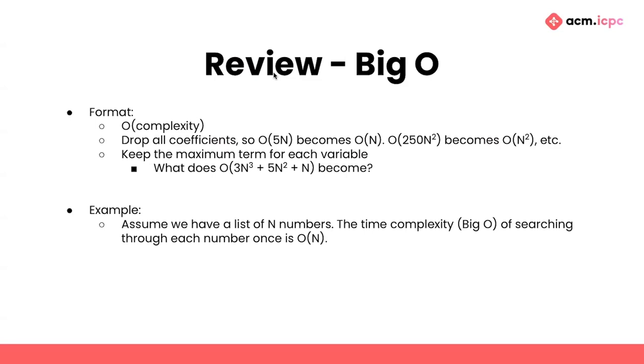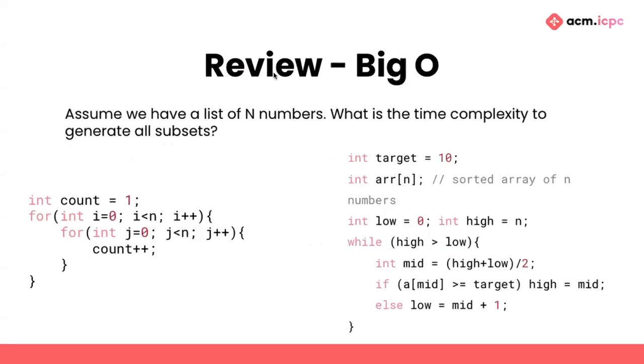Then our example is the list that we were talking about before. We have a list of n numbers. If we want to search through the list by checking every single element, that's going to be O of n complexity, since you have to go through the entire loop. Now here are some review questions just for big O. For the first question, assume we have a list of n numbers. What is the time complexity to generate all subsets of that list?